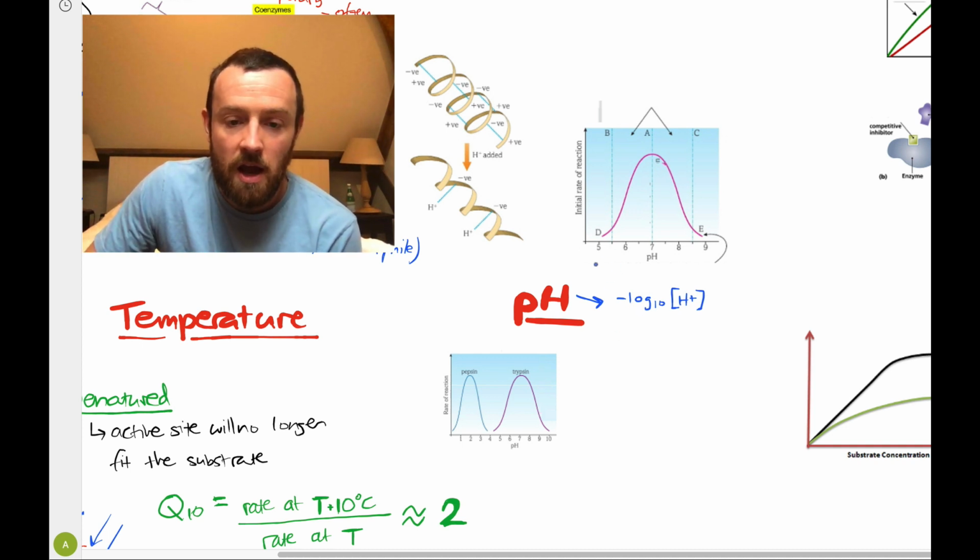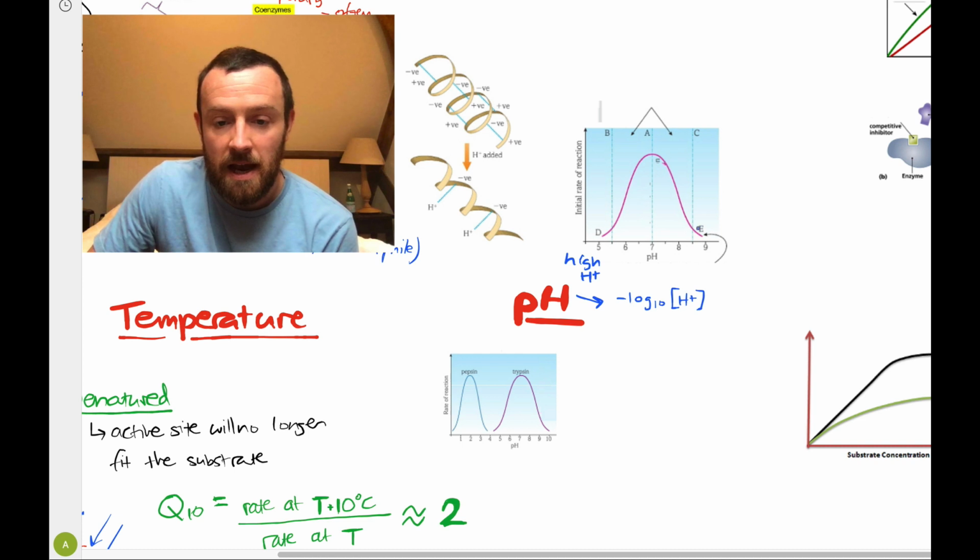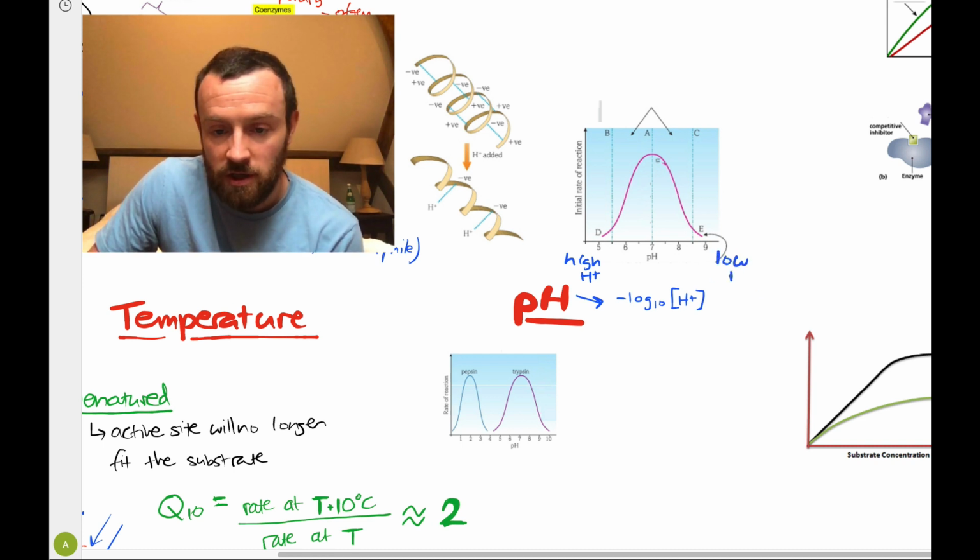So at low pHs, we've got high concentrations of H+ up here. And at high pHs, we've got low concentrations of H+.